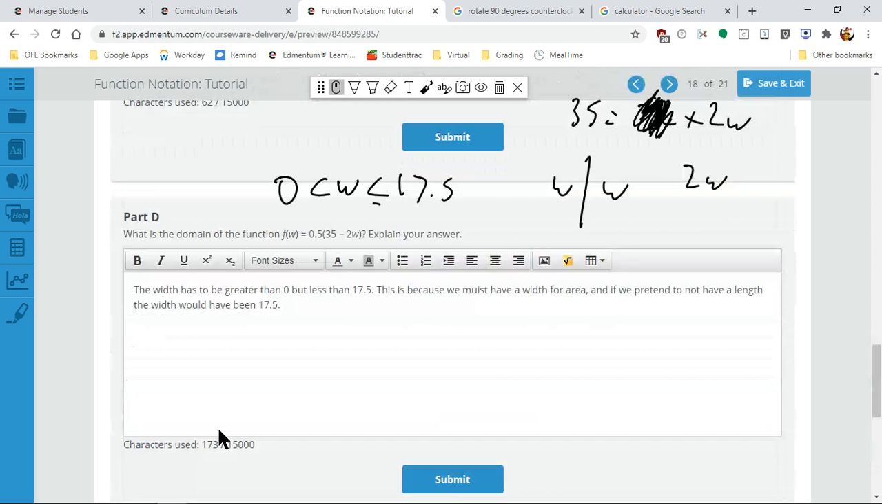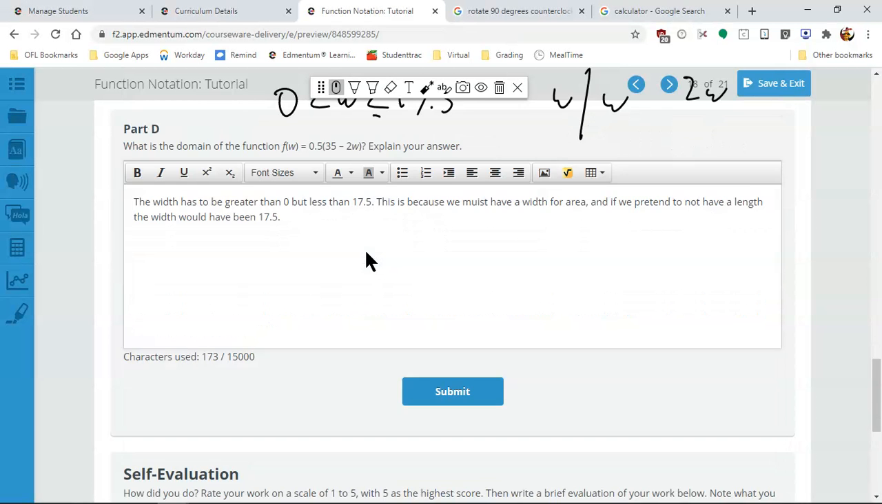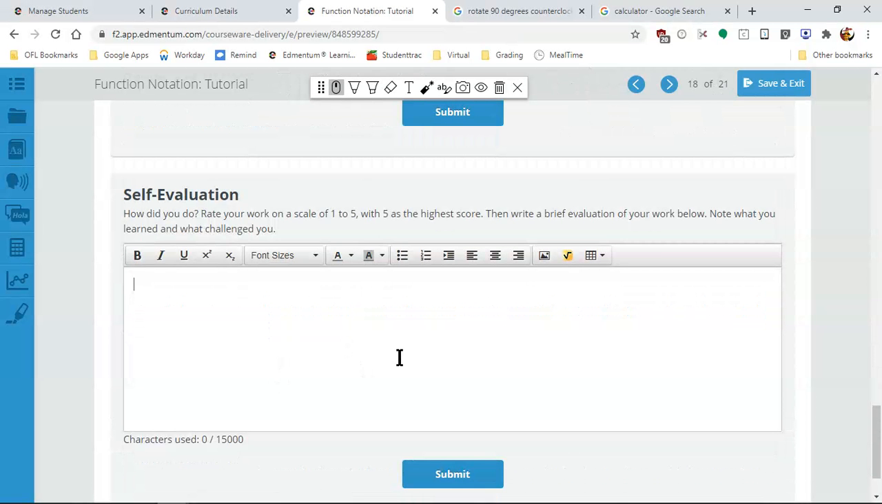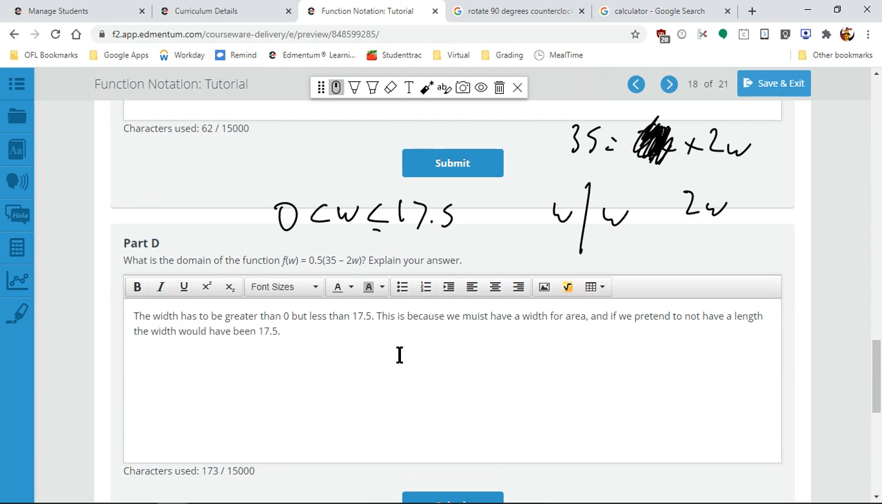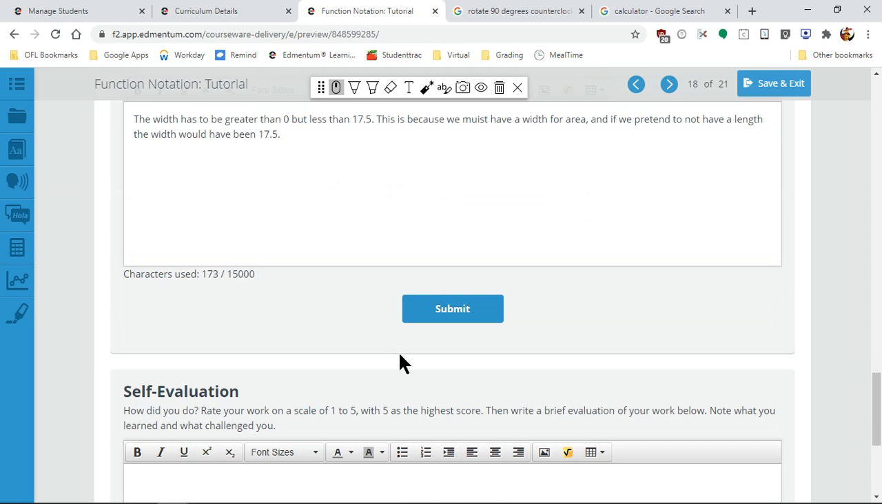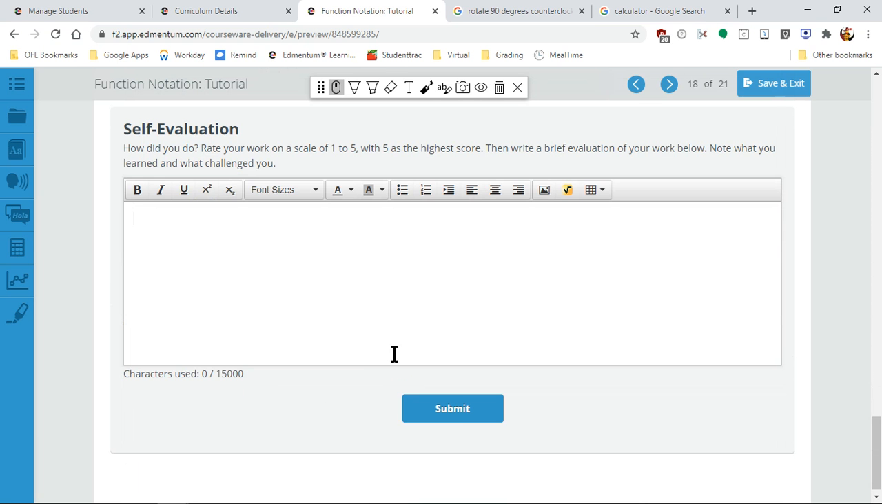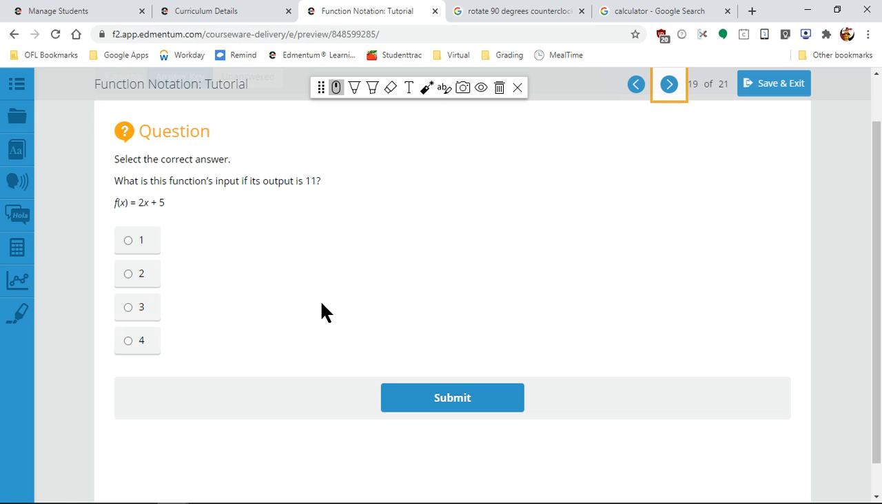If you had trouble understanding how I figured out the domain, you might want to write that down. It is a challenging topic. You might even say, I didn't understand it at first, but when he explained it a little bit more, it made more sense. So definitely write that in on your self-evaluation.